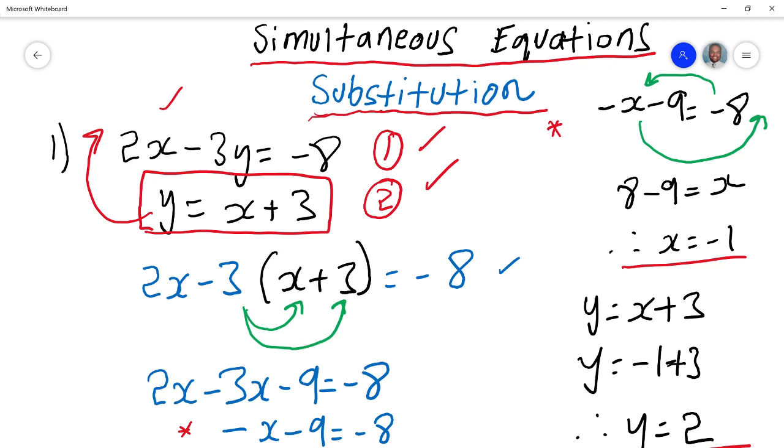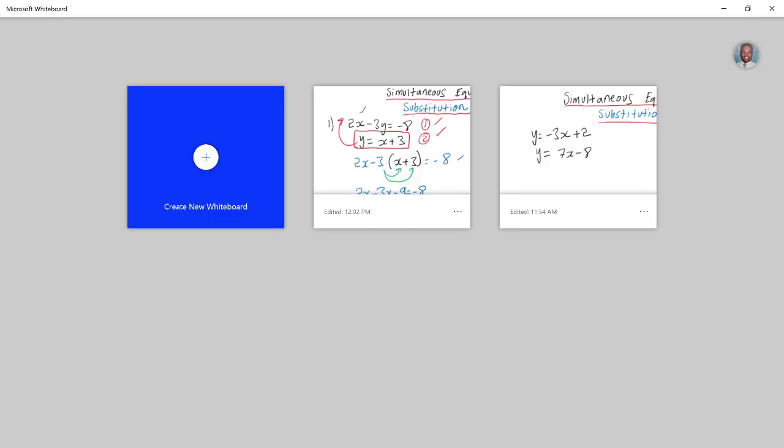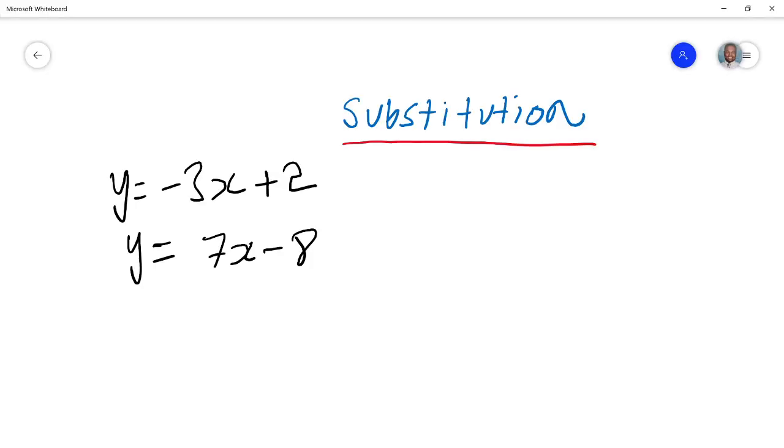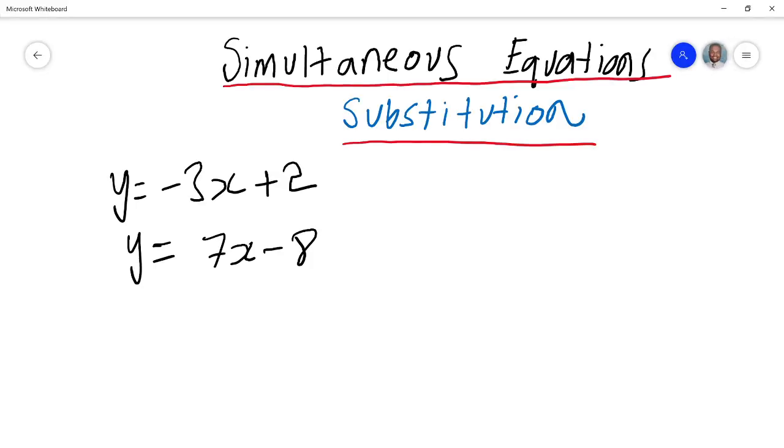All right, I'm going to go through another question and then we're going to consolidate our understanding. All right, so let's look at the next question here. So we've got another pair of equations. So we've got y is equal to negative 3x plus 2. I'm going to put that as equation 1, and y is equal to 7x minus 8, and I'm going to put that as equation 2.